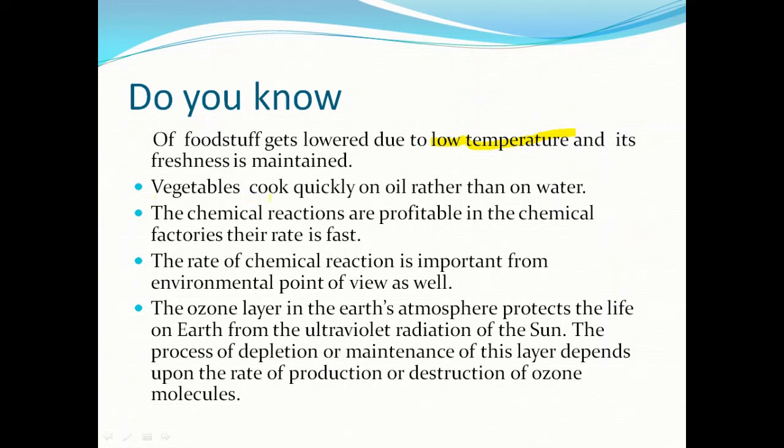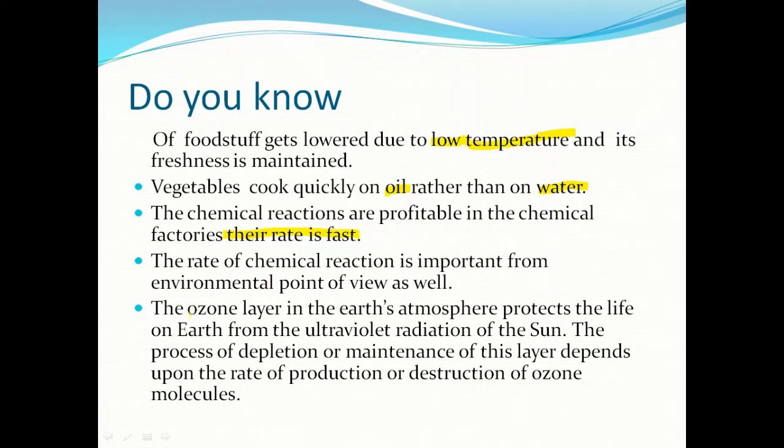Next, vegetables cook quickly in oil rather than in water. This means our daily routine example. Next example: chemical reactions are profitable in chemical factories if their rate is fast. In our life today, there are so many examples. In instant foods, many chemicals are used because the rate is fast. Next, the rate of chemical reactions is important from an environmental point of view as well.